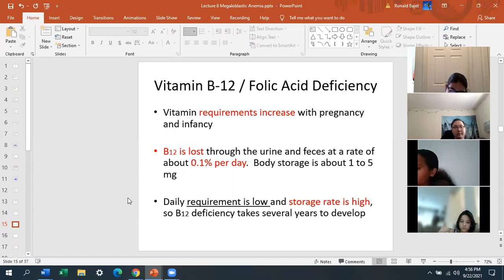Vitamin B12 is lost in the urine and the feces at a rate of 0.1% per day. Excuse me. And body storage is about 1 to 5 milligrams. I'll do a comparison with folic acid later on. Daily requirement is low, and the storage rate is high. So you store vitamin B12. Since you have a high storage rate of vitamin B12, you have to work really, really hard to be vitamin B12 deficient, because you have a lot in storage. The storage rate is high for vitamin B12.